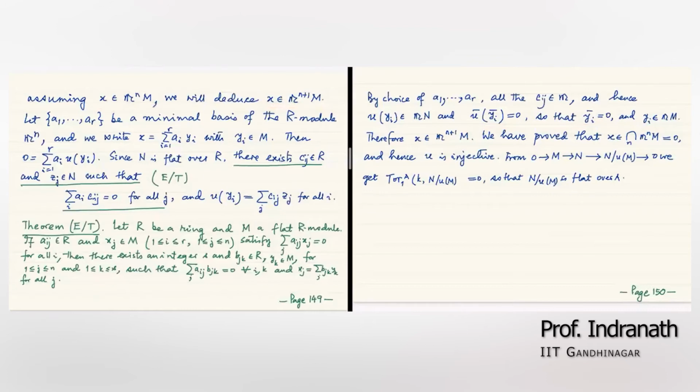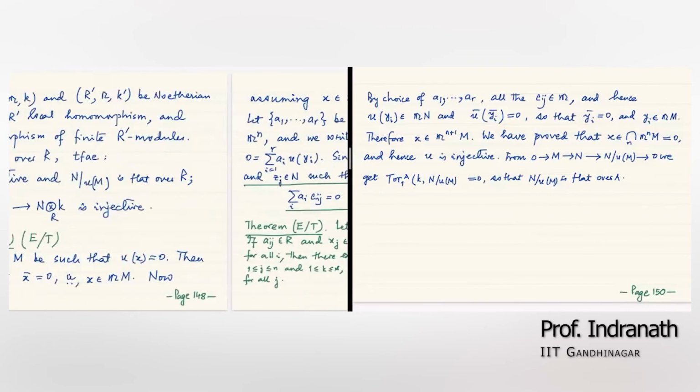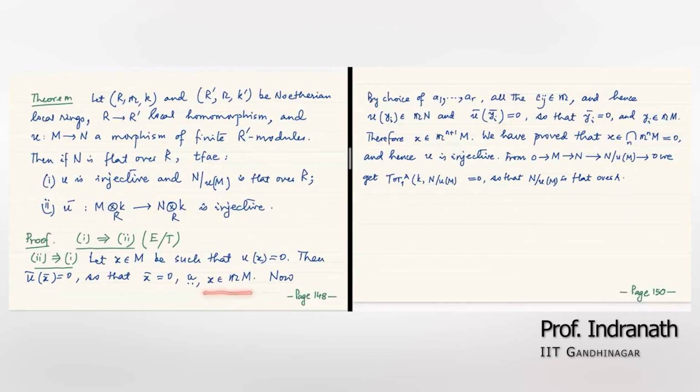But then your work is done, because you started with what? You started with x belongs to m n. Therefore, you have proved that x belongs to m to the power n m for all n. And that you know is 0, you have the separated condition, and therefore you have the injectivity.